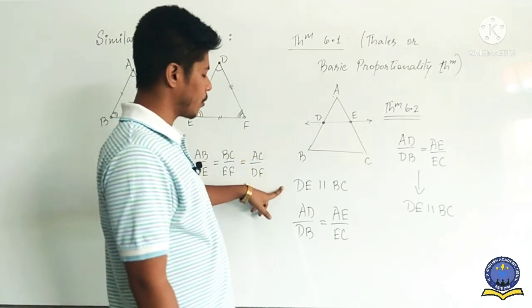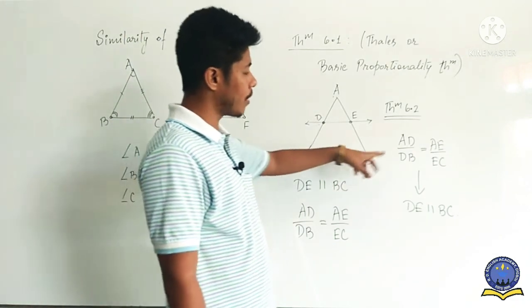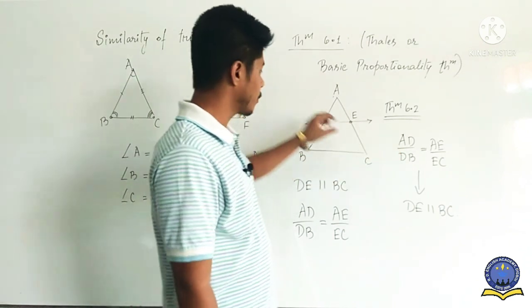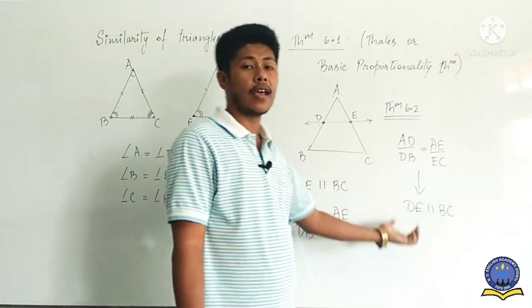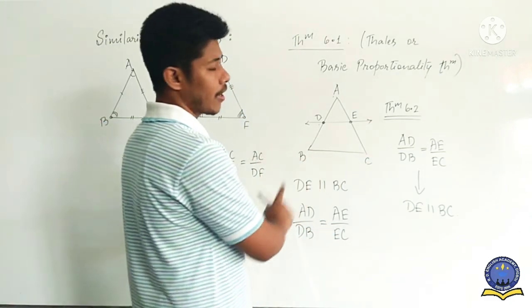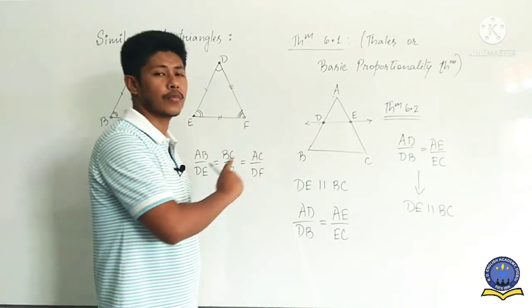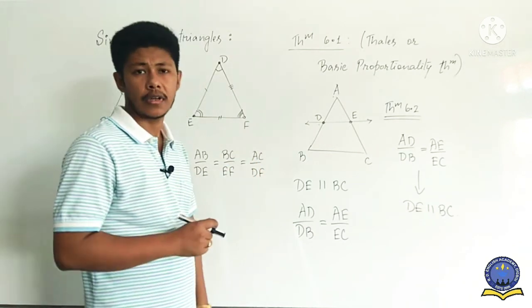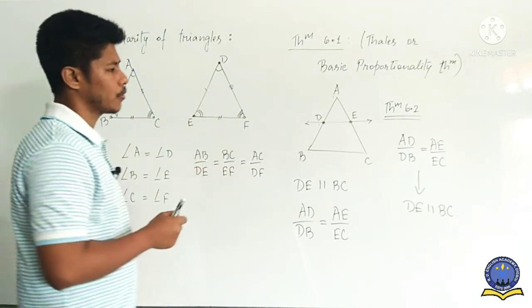Thales theorem is: if the lines are parallel, then the ratios are equal. And the inverse is what? If the ratios are equal, AD by DB is equal to AE by EC, then the lines are parallel. Is it clear? So these two theorems are very important. In our exercise 6.2, we use these two theorems. Is it clear? Now it is related to this 6.1 and 6.2.